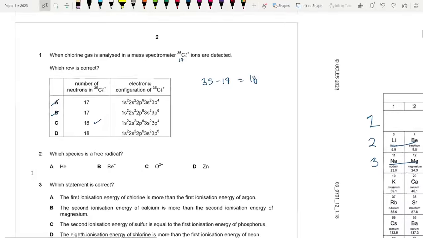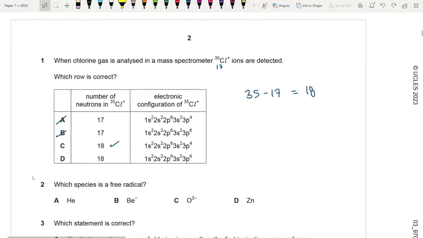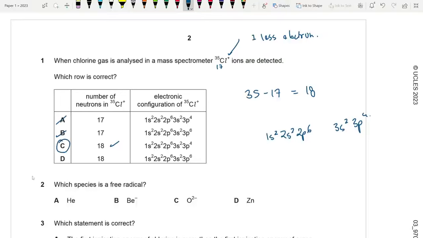However, that is a chlorine atom. For a mass spectrometer to analyze anything, we need to turn it into a cation, so it has 1 less electron. As a result, it turns into 1s2, 2s2, 2p6, 3s2. Instead of 3p5, it turns into 3p4 because it lost 1 electron. So we're going to go for 1c.